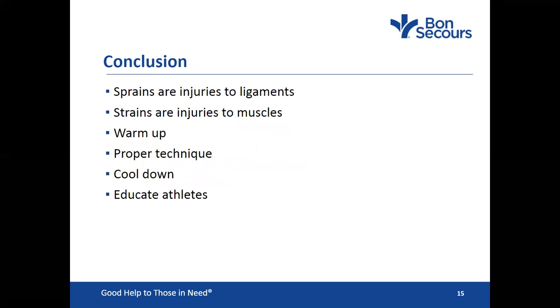So a quick recap: sprains are injuries to ligaments, strains are injuries to muscles. Both are given a grade based on their severity. For the prevention of injuries, use a dynamic warm-up, proper technique, and a good cool down following exercise. And most importantly, educate your athletes on why they're doing a particular warm-up exercise and why they need to cool down after a workout. The more informed they are, the more likely they are to put in a full effort in these activities and take them seriously.